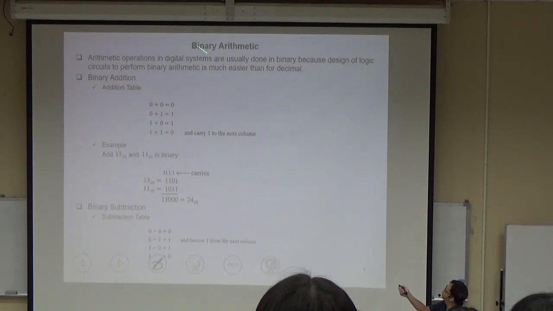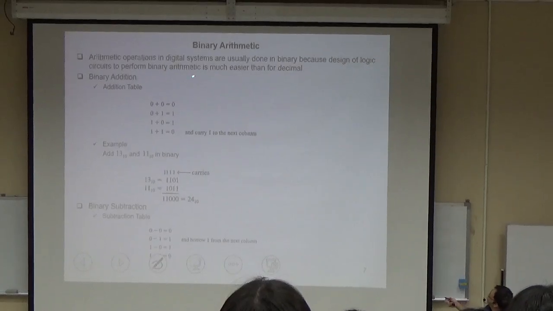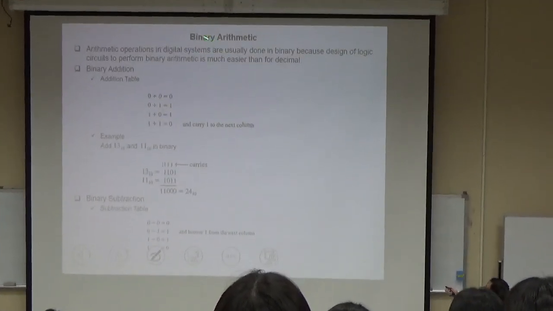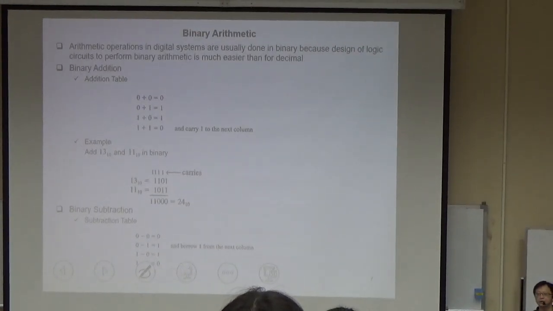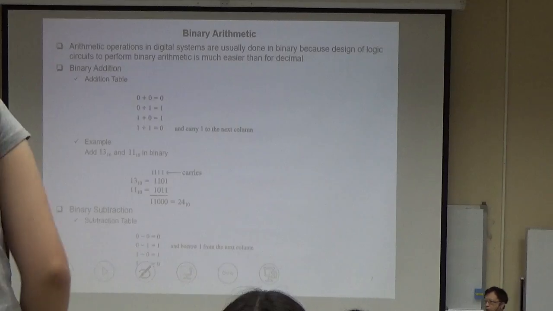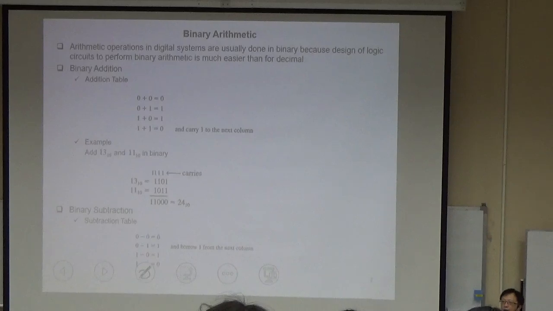Because there is a pointer right here. The reason we have to understand binary arithmetic is that internally the computer performs the operations in binary mode. So we have to understand how they perform binary arithmetic operations. Okay, so let's look at this point.